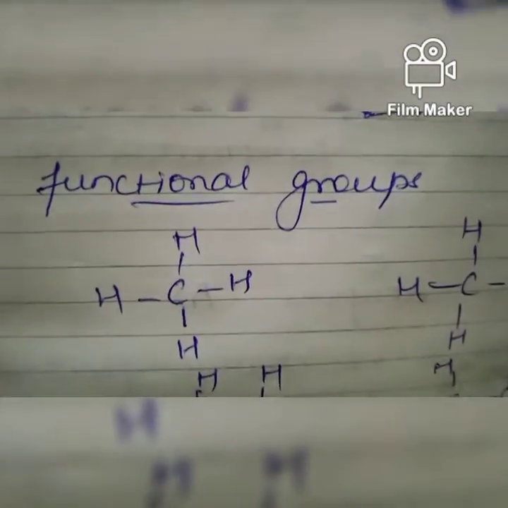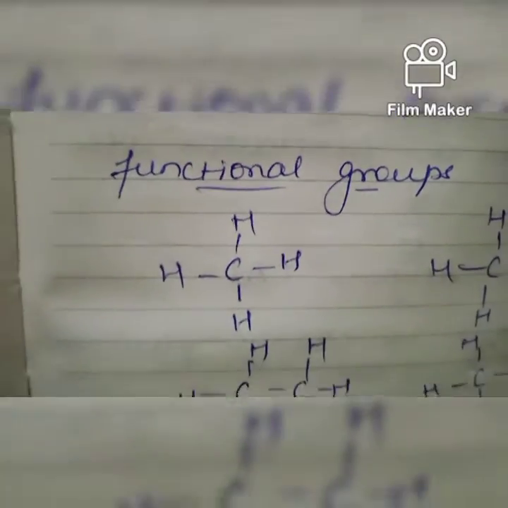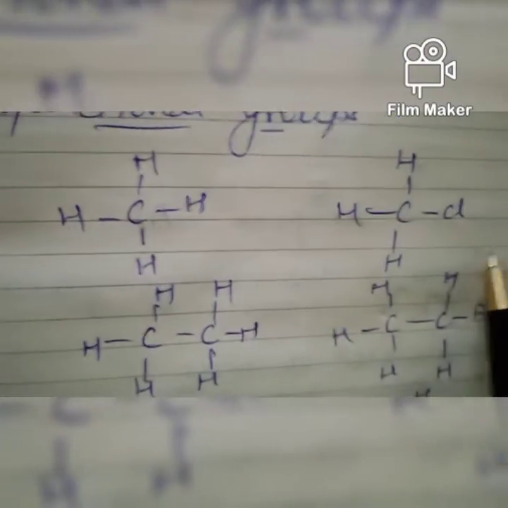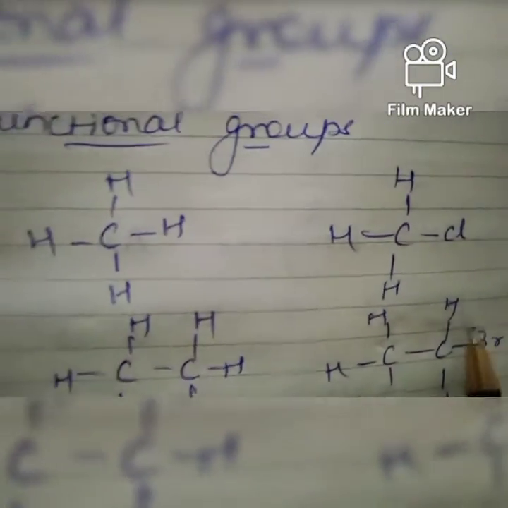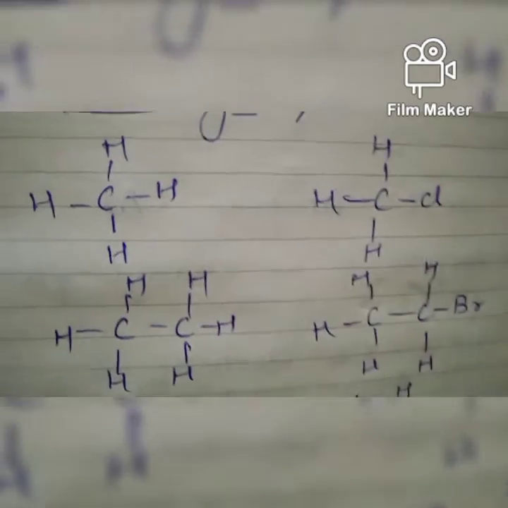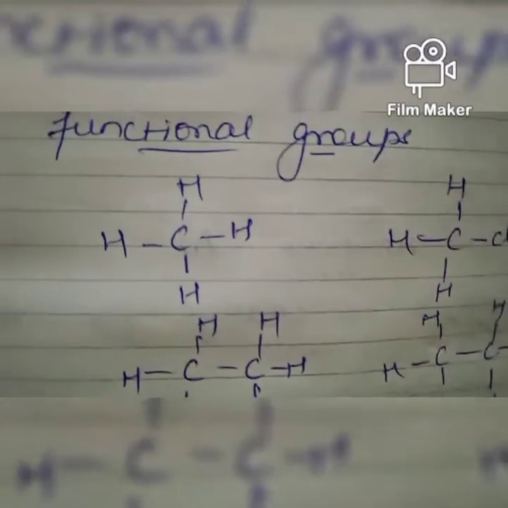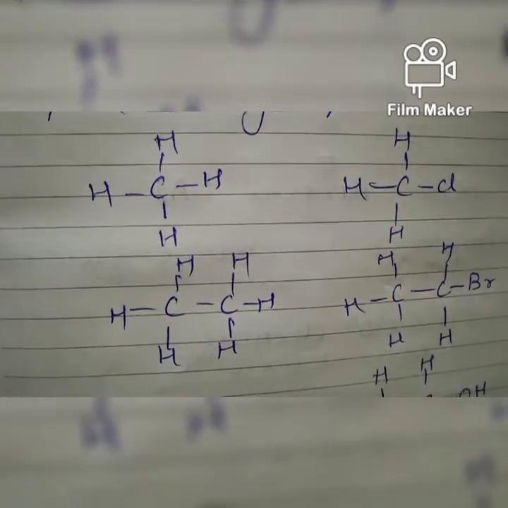Coming to the functional groups, alkanes, alkenes, and alkynes we have already done. If we replace one H with any other thing, that we call a functional group. If it is replaced by chlorine, bromine, fluorine, iodine, then we say the functional group is halogen. Halogens you have already studied in the periodic table.